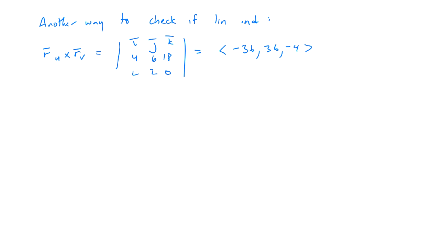And the idea is, if that was equal to 0, they would not be linearly independent. So since this is not a 0 vector, that also tells us that they're linearly independent.